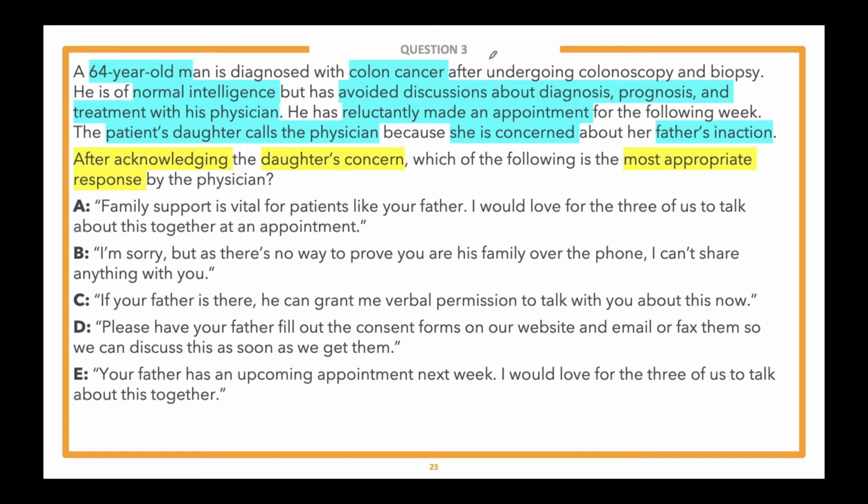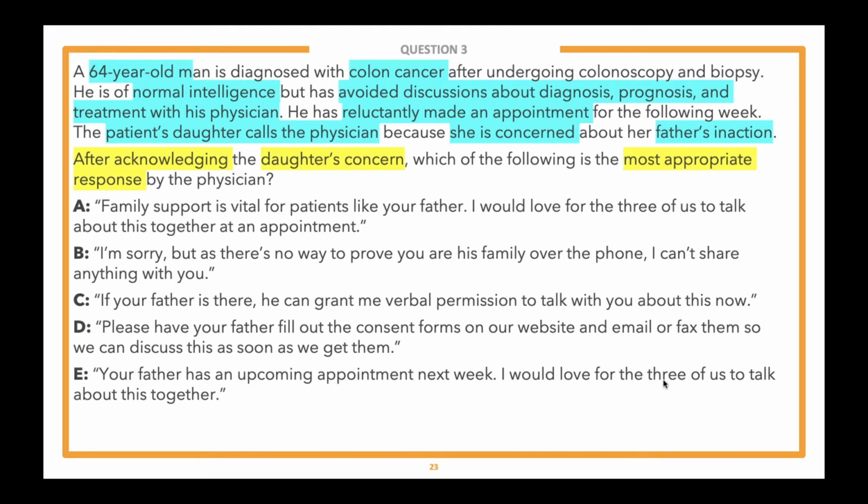Answer choice E. Your father has an upcoming appointment next week. I would love for the three of us to talk about this together. D. Please have your father fill out the consent forms on our website and email or fax them so we can discuss this as soon as we get them. C. If your father is there, he can grant me verbal permission to talk with you about this now. B. I'm sorry, but as there's no way to prove you are his family over the phone, I can't share anything with you. And A. Family support is vital for patients like your father. I would love for the three of us to talk about this together at an appointment.